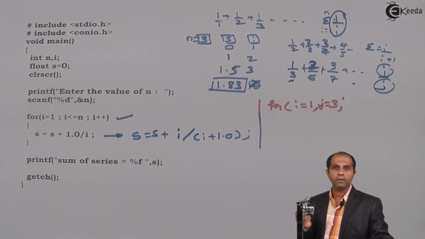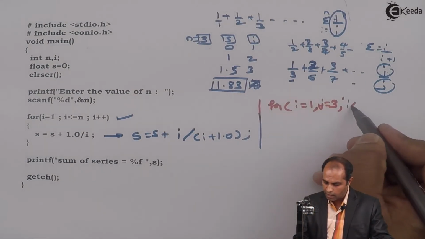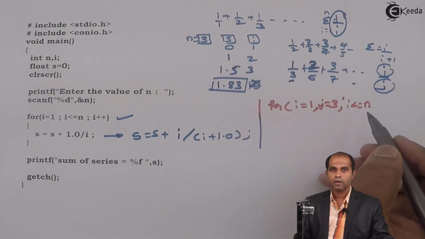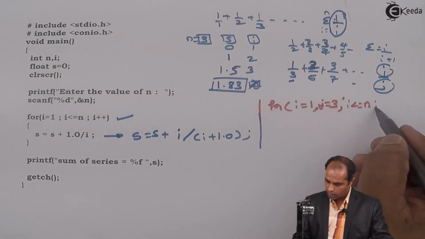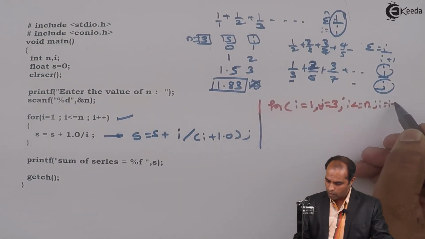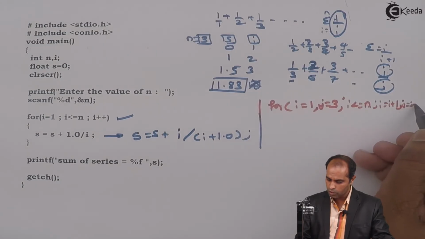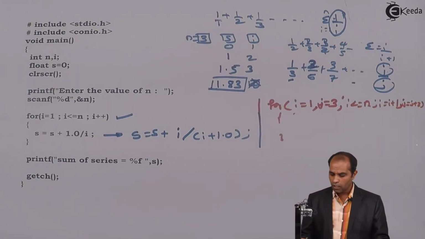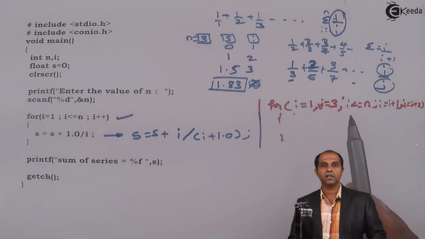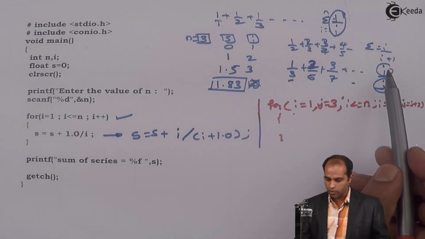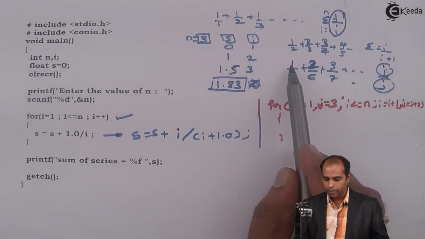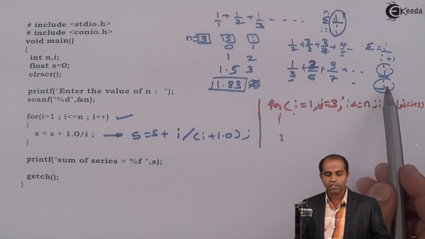Condition is known with what variable? Condition is known only with variable i. So I'll say i less than or equal to n, and after that I'll say i equals i plus 1 and j has to be changed. So j will follow a semicolon, j equals j plus 2. So here we have this particular series which contains numerator and denominator as separate variables. So here i has been placed in the numerator and j has been placed in the denominator.